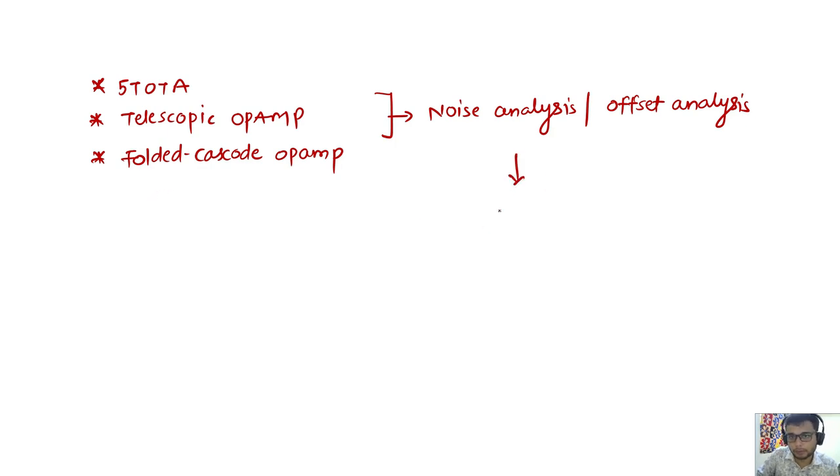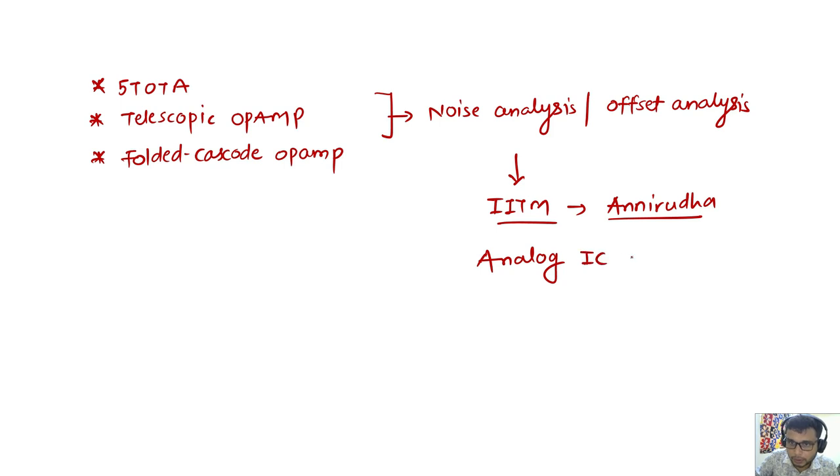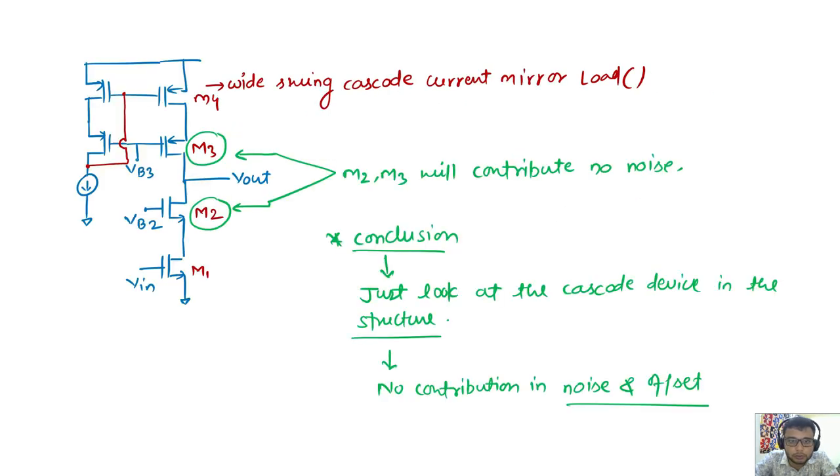This you can follow from one playlist from IIT Madras, by Aniruddha sir. Maybe the spelling may not be correct, but Aniruddha sir, IIT Madras, analog IC design. If you want to see more about these concepts, analog IC design. In this course, in week 5, 6, 7 maybe, or I think 6, 7, 8, there is a complete discussion of telescopic op-amp and folded cascode op-amp. There you can figure out more about this noise and offset analysis. In my 5 transistor OTA series, I also discussed the telescopic op-amp noise and offset concept where the cascode devices are discussed in detail. So okay, this is the concept extended to the PMOS cascode.